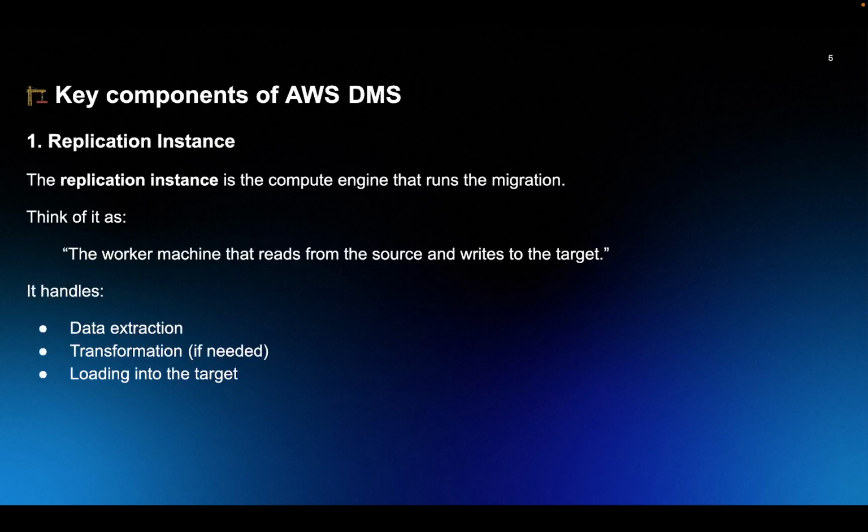Okay, so let's talk about the components. The main component we have is what we call the replication instance. So this is the compute I talked about. This is the engine. This is the main thing that is moving the data from the source to the destination. It's basically going to extract, transform, and load the data depending on the configuration that you set. Depending on how powerful you want, you pick your compute type going forward.